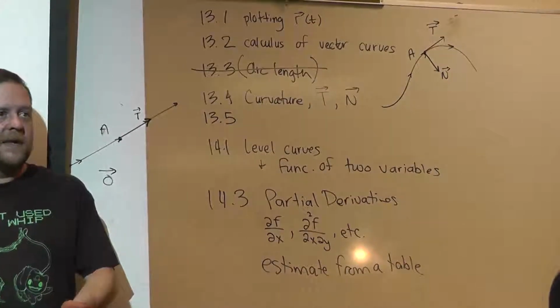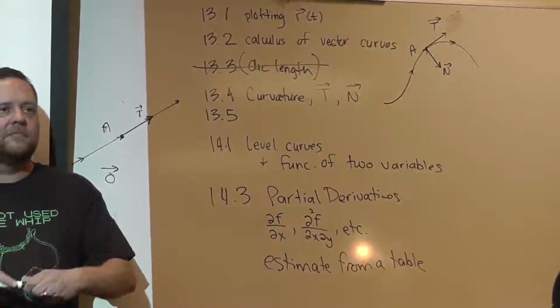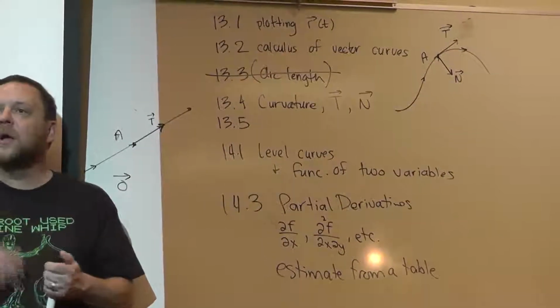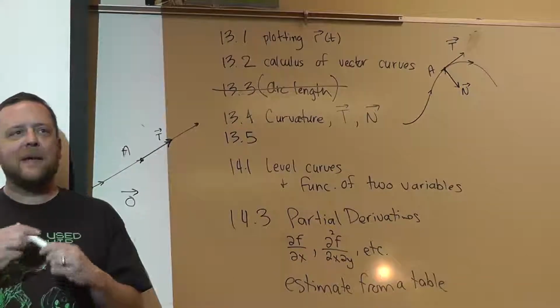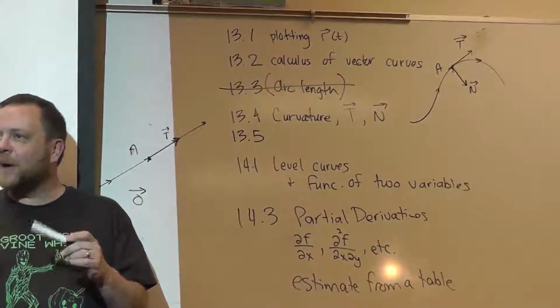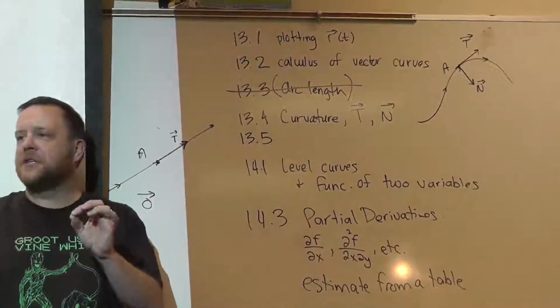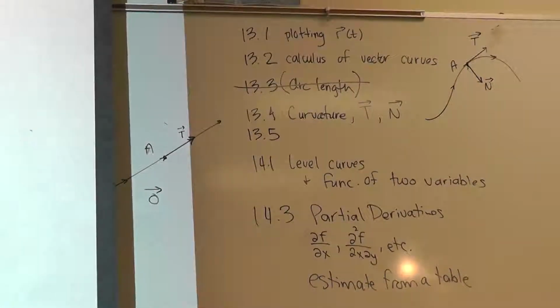13.1 is pretty much just about plotting a vector curve, and she alludes to on her review, plotting vector curves, things like circles or ellipses, and being able to say, well, at t equals pi, or at t equals 1/2, draw the position vector.